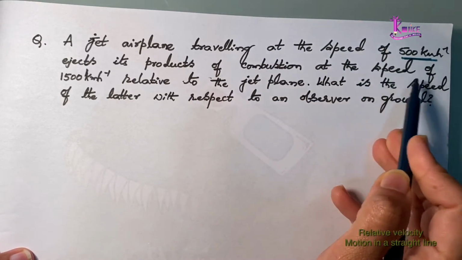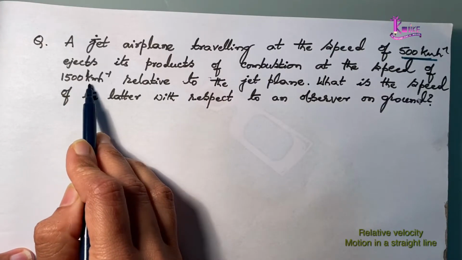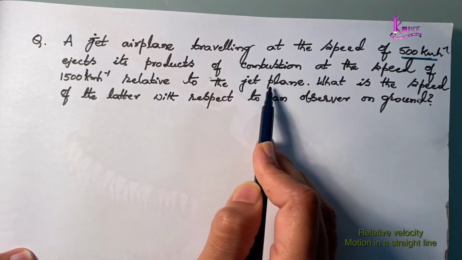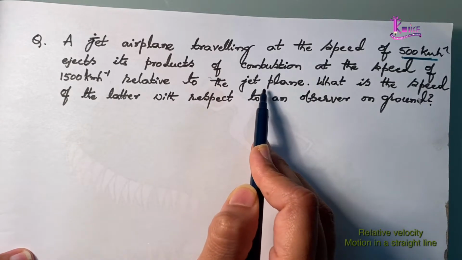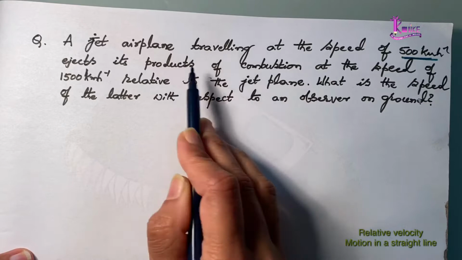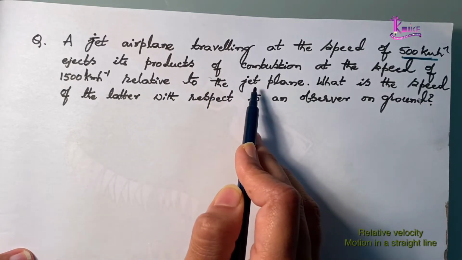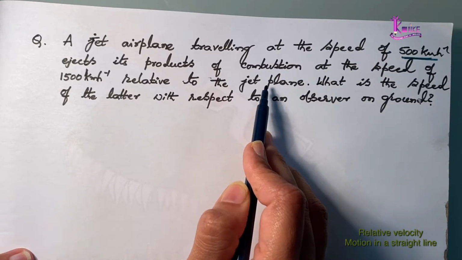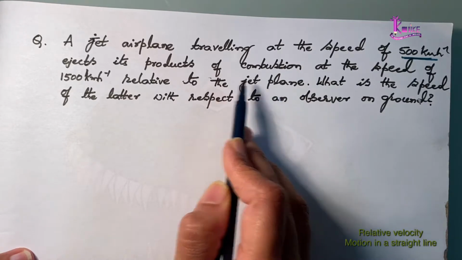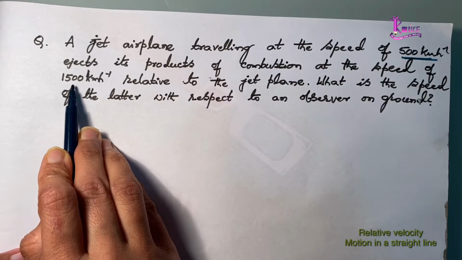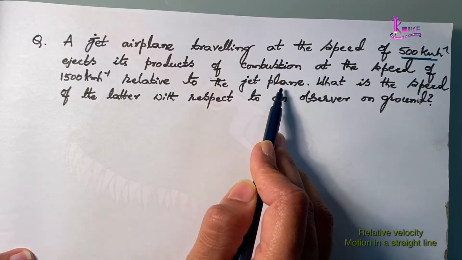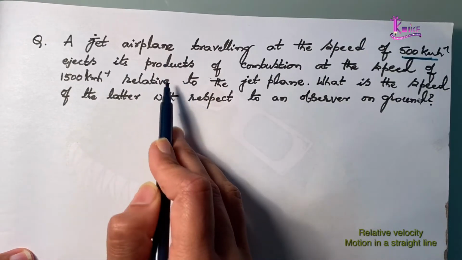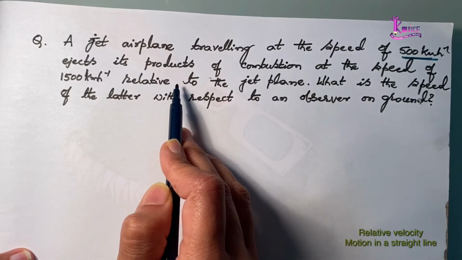So, it is ejected at a speed of how much? 1500 km per hour relative to the jet plane. So, this is with respect to a person sitting in the jet plane. The jet plane is also in motion, and the products of combustion are also in motion. Whenever both the reference frames are moving, you should always take into account the relative velocity. So, the relative velocity of the products of combustion with respect to the jet plane is given as 1500 km per hour. Here both the reference frames are in motion.